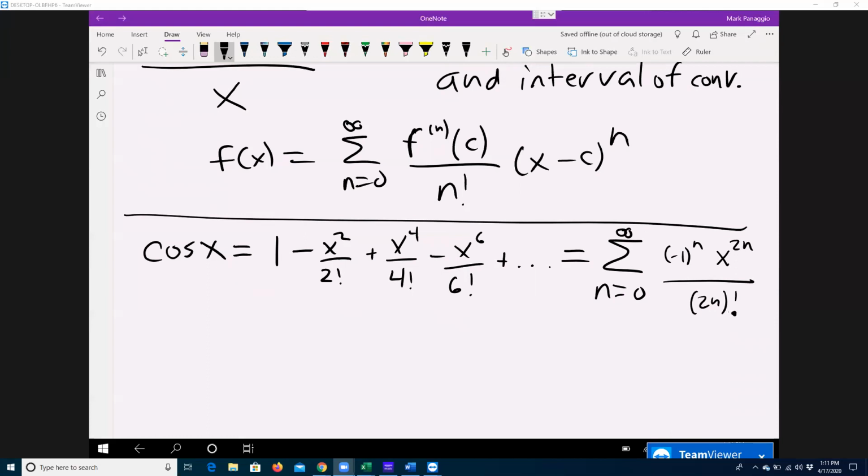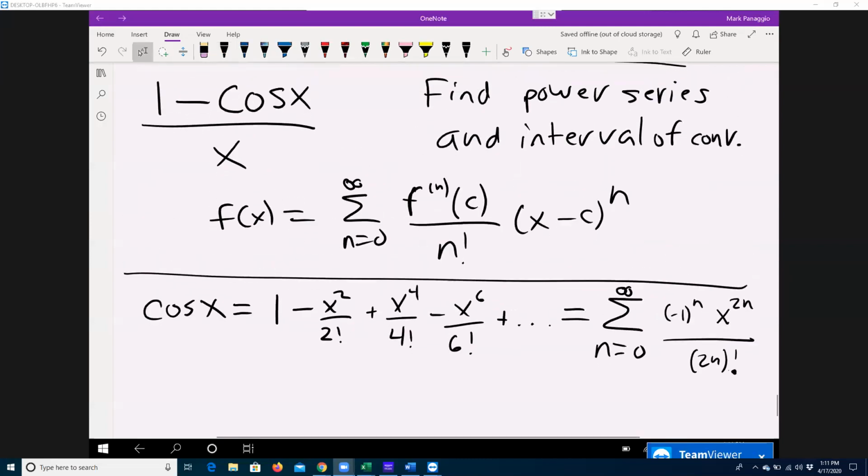So the fact that we have two n's there just means that when n goes up by 1, our power and our factorial in the denominator both go up by 2. And so we're only going to include the even powers and the even factorials. Okay? So we can use that to construct this series for the function that we're actually interested in.